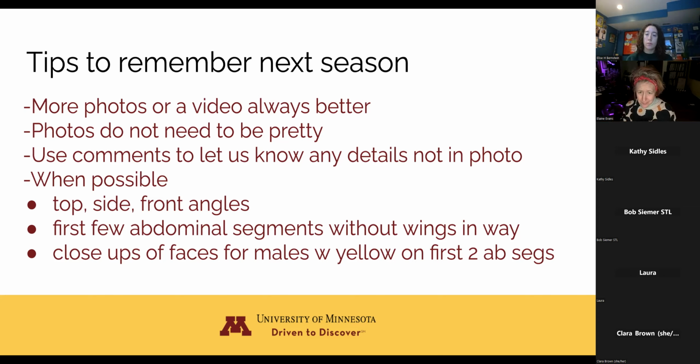And then when you do have bumblebees that have yellow on the first two abdominal segments, so they're probably Vagans or Sandersoni, remember to see if you can get close-ups of the faces, actually for both males and females. For the males, we really want to see if you can get those antennae in focus, because that is the feature that really helps us pick those apart.